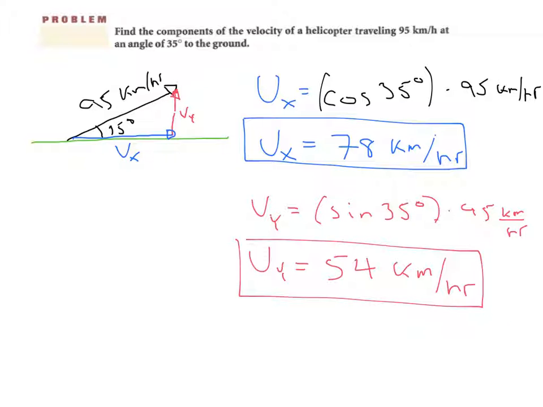Okay, so again, we're using cosine. Normally cosine is used to find the x component, and sine is normally used to find the y component. This is how you do it.